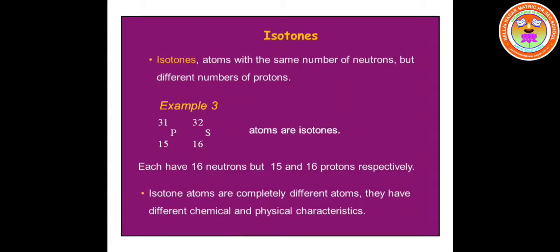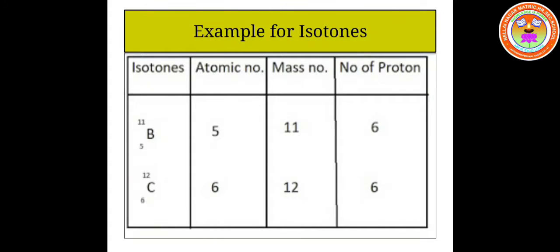Coming to sulfur, 32 is its mass number and 16 is its atomic number. So when we subtract 16 from 32, we get 16. So in both these elements, the number of neutrons is 16. So these are examples for isotones. Here is another example for isotones.